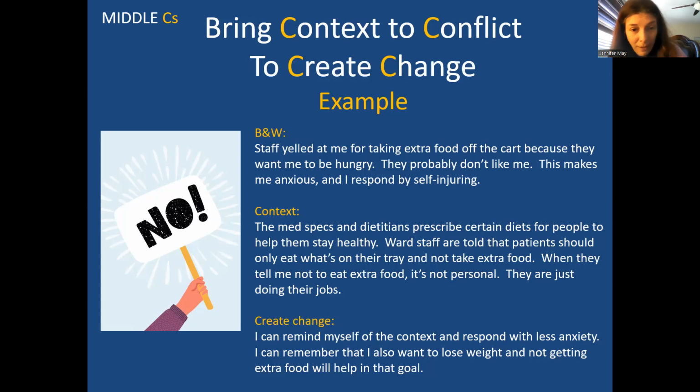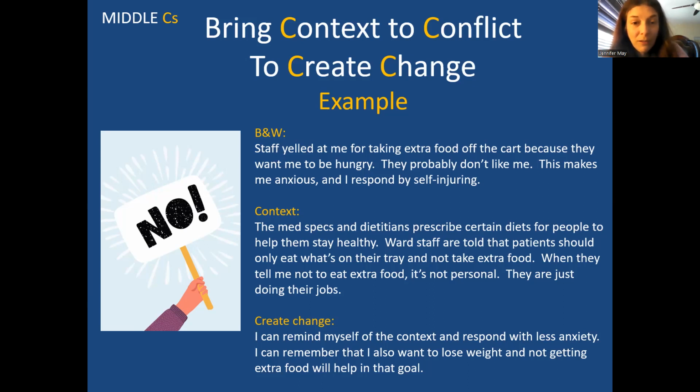So we were working on that, and we had to zoom out and look at the bigger context. Okay, the bigger context is you have a doctor and a dietitian that prescribe meals for you. The ward staff was told all the patients have to have their meals. They're not allowed to have extra food. People are on top of the ward staff telling them, you have to follow this rule or you're going to get in trouble. You have to tell the patients you can only have what's on your tray. So when staff are doing that, it's not personal. He thought it was personal. He said to me, you know, they probably want me to be hungry.